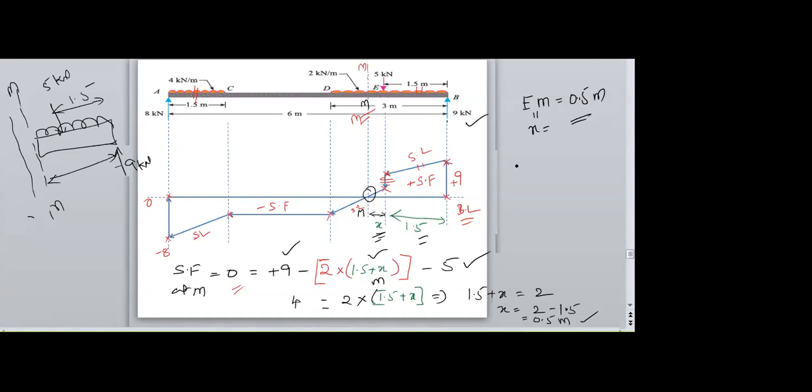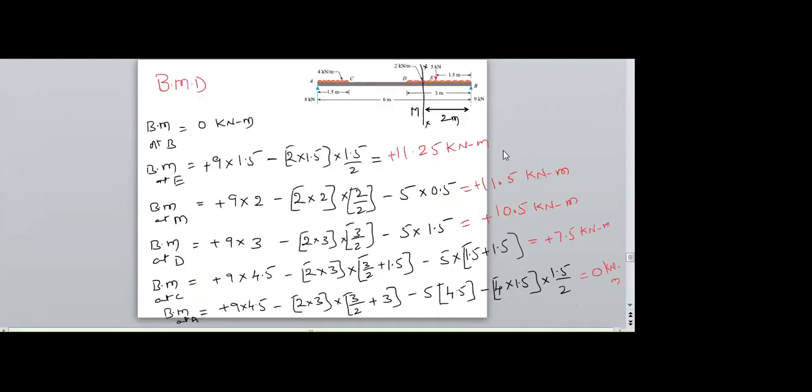So I will get the maximum bending moment at M. While drawing the bending moment diagram, I need to consider the M point also. So here I need to draw the bending moment diagram.